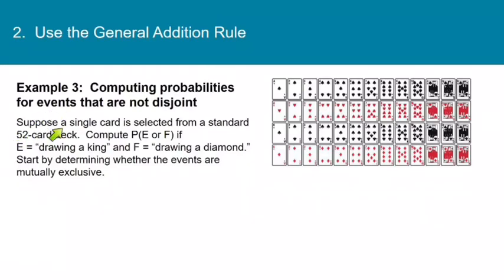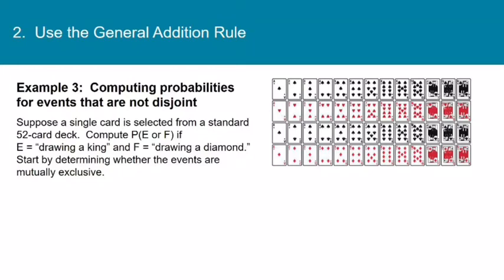This says, suppose a single card is selected from a standard 52 card deck. Compute the probability of E or F if the event E equals drawing a king and the event F equals drawing a diamond. Start by determining whether the events are mutually exclusive. So we'll need to know whether the events are mutually exclusive because if we use the general addition rule, we'll need to know what the probability of E and F is.